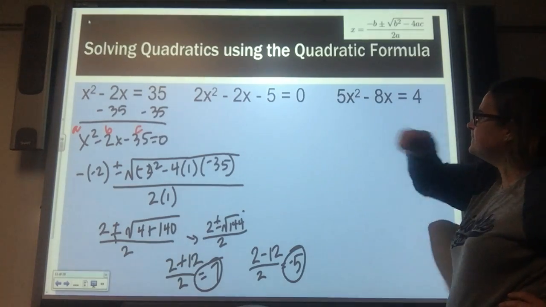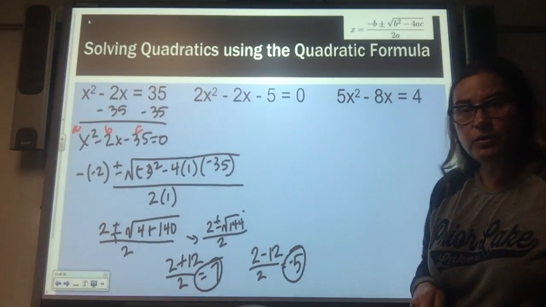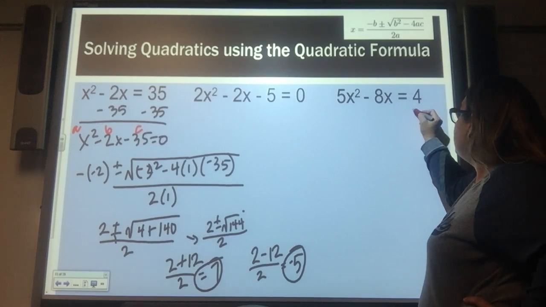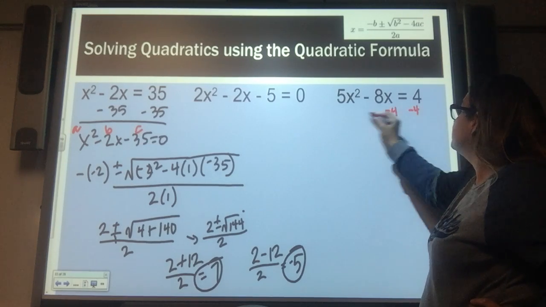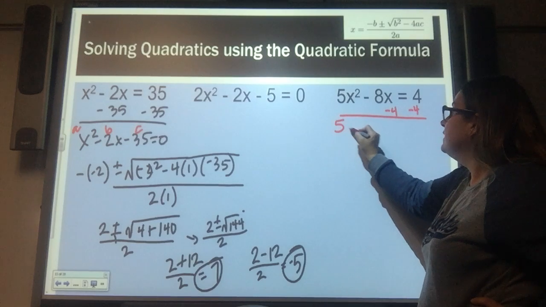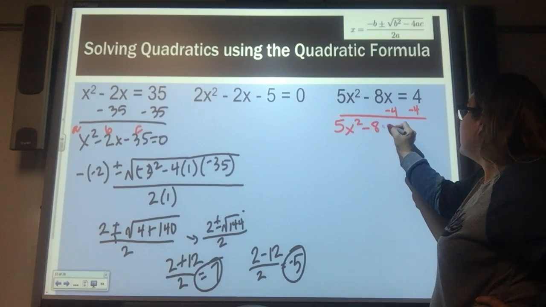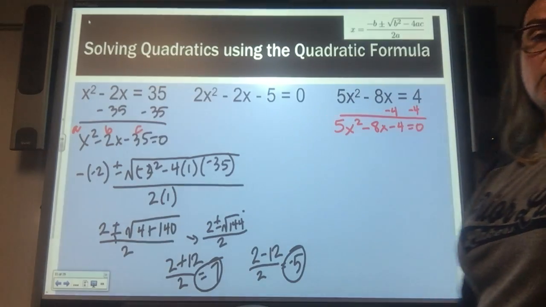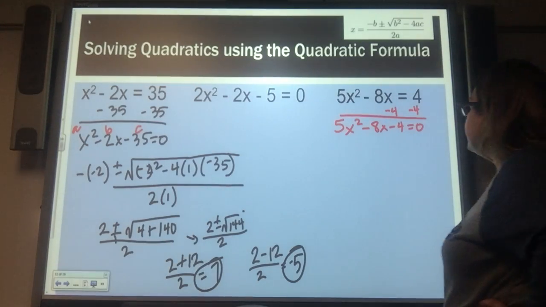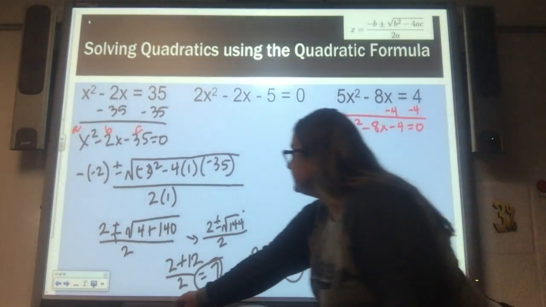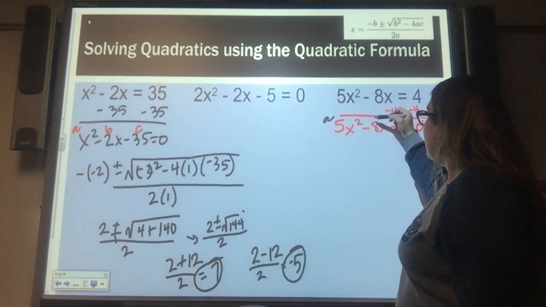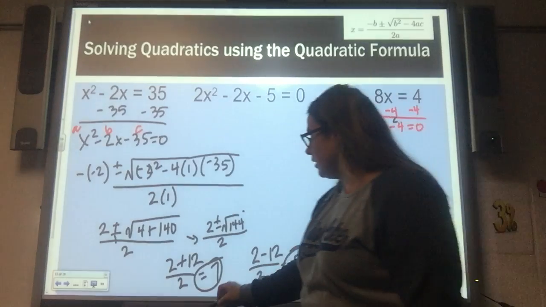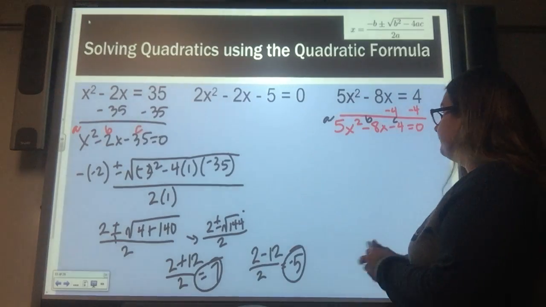All right, I'm going to skip this one for right now, partly because I'm out of room, and then we're going to jump to this one. So again, I have to have it equal to 0, so I'm going to subtract 4 from both sides. So 5x squared minus 8x minus 4 equals 0. And then I'm going to go through and figure out my A, B, and C. So A is 5, B is negative 8, C is negative 4, and I'm going to substitute it in, okay?